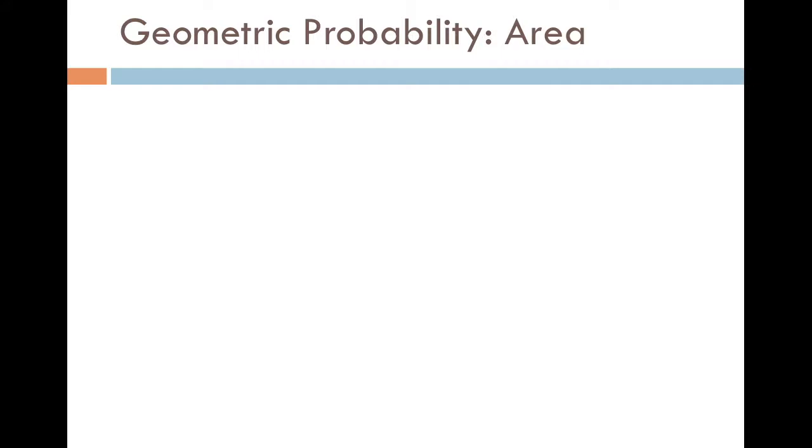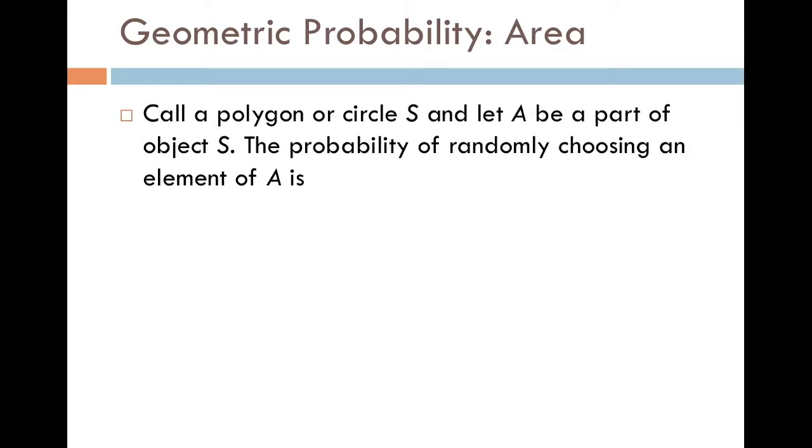Now let's talk about probability using area. Call a polygon or circle S, and let A be a part of object S. The probability of randomly choosing an element of A is, in this case, the area of A over the area of S.